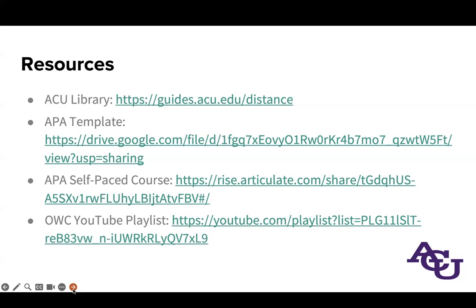Our APA template is linked directly in the second link. That's wonderful for doing your assignments. And it doesn't necessarily apply to your discussion posts that we're talking about here. But for your big assignments, if they need to be in APA, please download the template and use it in Word, and it will have all of your formatting just so beautiful. Our APA self-paced course is in this third link, and it is just super fun. You click your way through all of this wonderful APA knowledge, and it's very pretty. And our Online Writing Center YouTube playlist is at the fourth link.